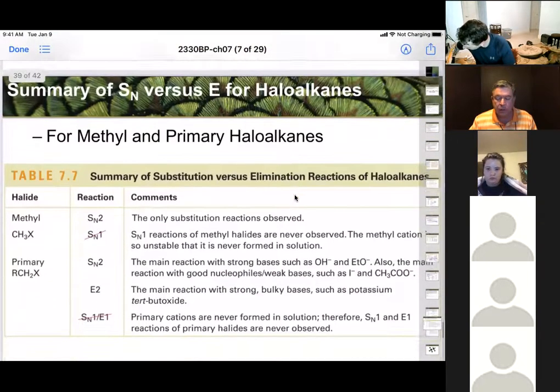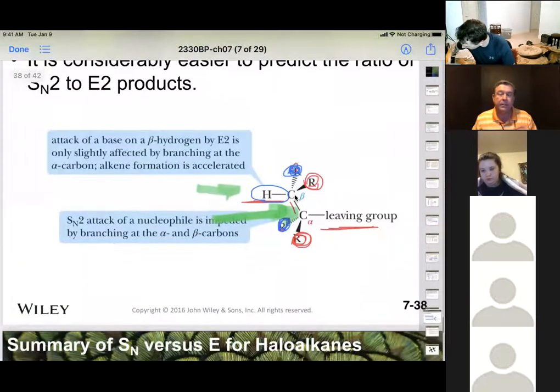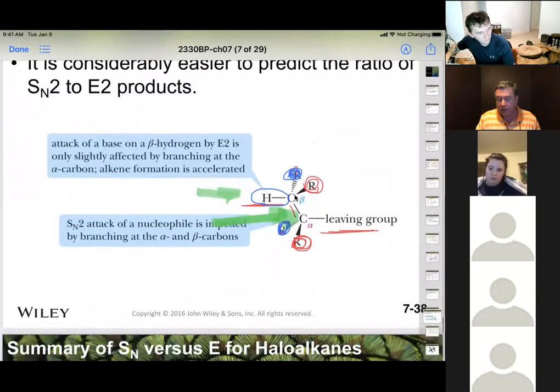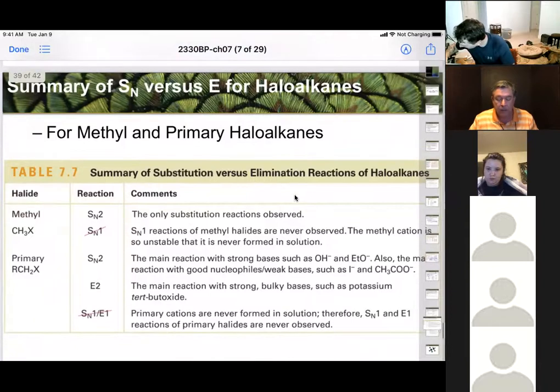Okay, so if we're paying attention there, that's going to give us two different products. Our R groups are going to be kicked out differently in the SN2 reaction compared with the E2 reaction. Okay, so how do we tell them apart? Here are the rules for telling them apart.